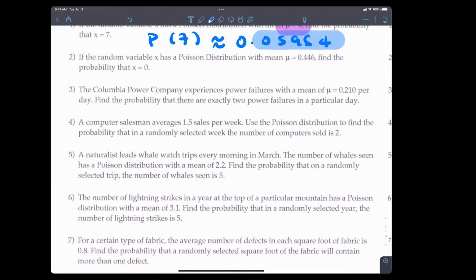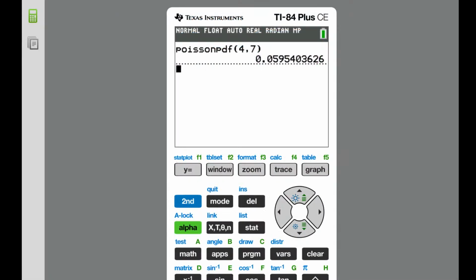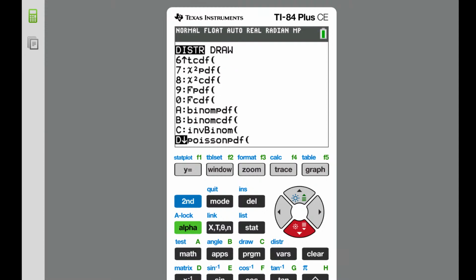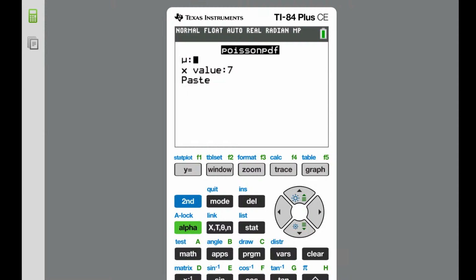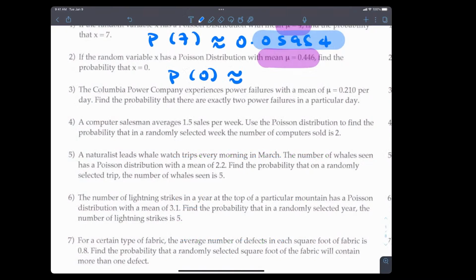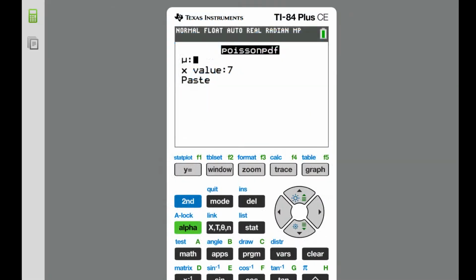Look at question 2. What does it say? The random variable x has a Poisson distribution. Now the mean mu, this is our mu. They're going to have to give us a mean, 0.446. Find the probability that x is 0. So just like number 1, this is P of 0. Okay, so we're going to go to the calculator and hit second distribution. We need Poisson now. There's Poisson. Now my mu is 0.446. So change the mu. And in this example, x is 0. Okay, paste that in.